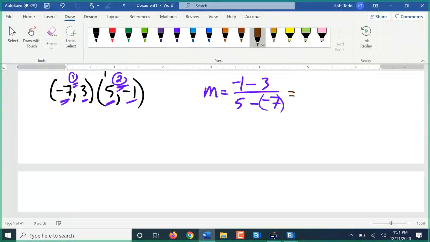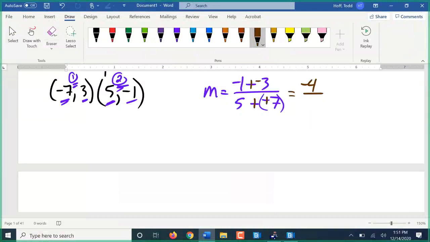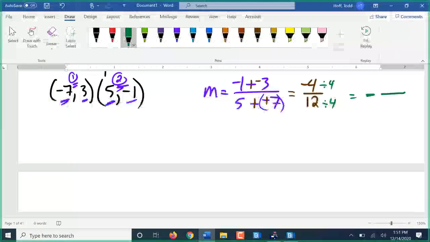So we subtract: -1 minus 3, think of it as -1 plus -3, is -4. 5 minus -7, we think of that as 5 plus 7, is 12. Again, we're going to ignore the negative and just move it out in front of our answer. Both 4 and 12 can be divided by 4. 4 divided by 4 is 1. 12 divided by 4 is 3. So that slope is -1/3.